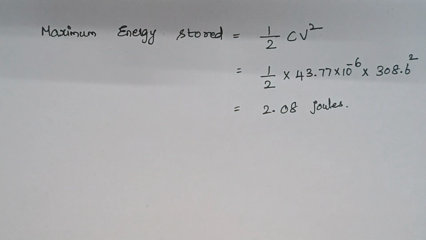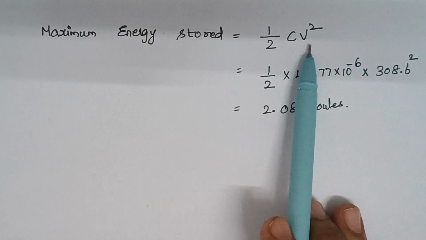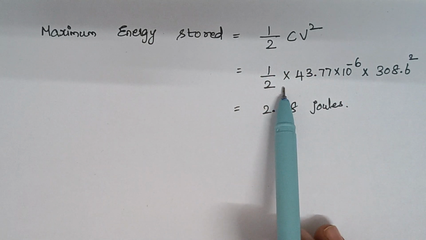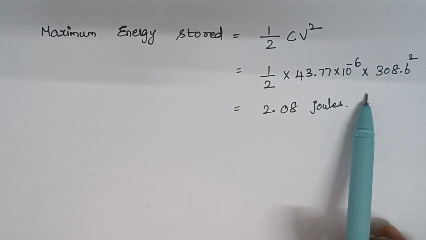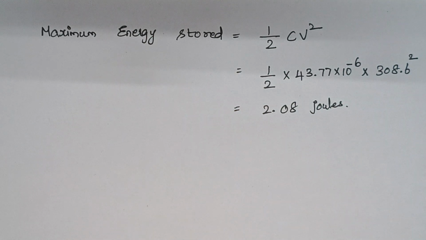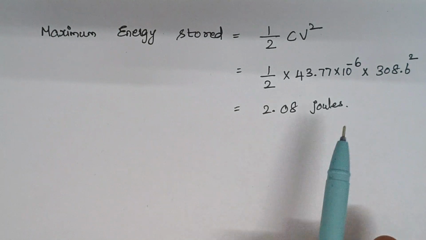Maximum energy stored is given by the formula half CV square. So half into the value of capacitance we had calculated, and V is nothing but the maximum VC, right? So just substitute it here, and the final answer is 2.08 joules, right?